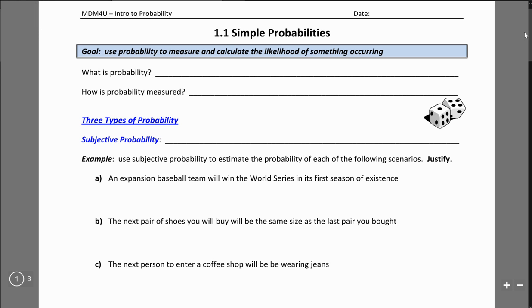Simple probabilities, section 1.1. The goal for this section is to use probability to measure and calculate the likelihood of something occurring. So let's start with what is probability. Well, probability is the likelihood or chance of something happening.